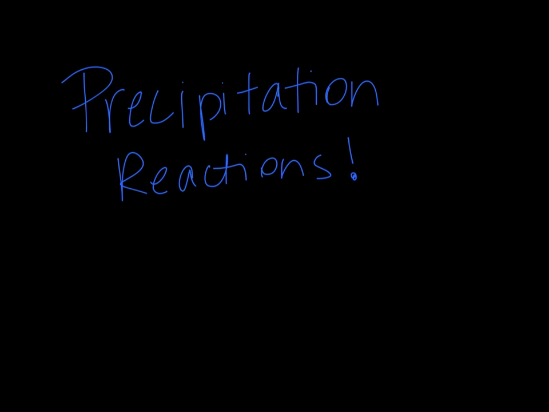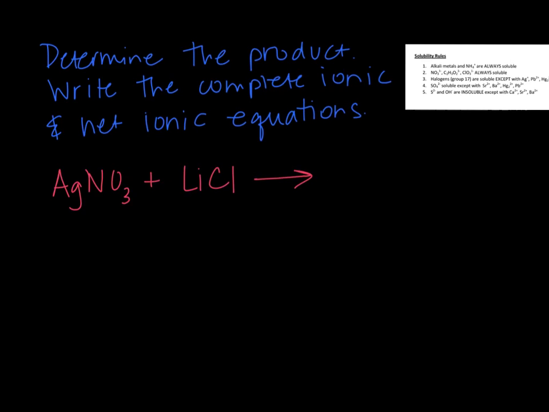Alright, so this video is going to be over determining the product for precipitation reactions and understanding when they happen, when they don't, and writing net ionic and complete ionic equations for them. Alright, so the way that I'm going to do this is first we're going to determine the product, and then I'll go through how to write the complete ionic and net ionic equations.